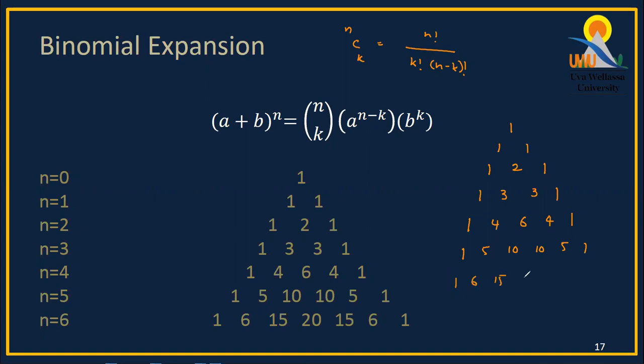Here it is 15, 20, 15, 6 and 1. Then if you need to get the next stage, what you need to do is 1, 1 plus 6, 7. 6 plus 15, 21. 15 plus 20, 35. 20 plus 15, 35. 15 plus 6, 21. 6 plus 1, 7. 1 comes here. Therefore, if you see the way of obtaining these values, this is how we are creating the Pascal triangle.